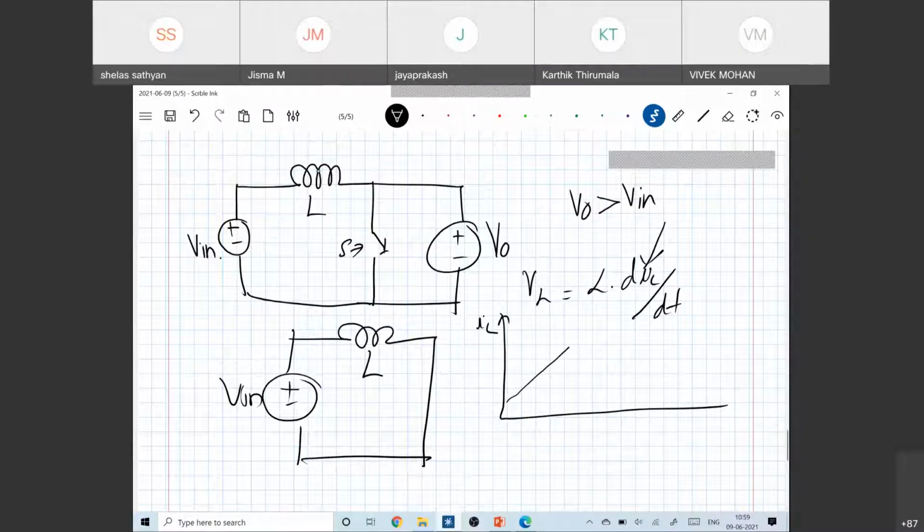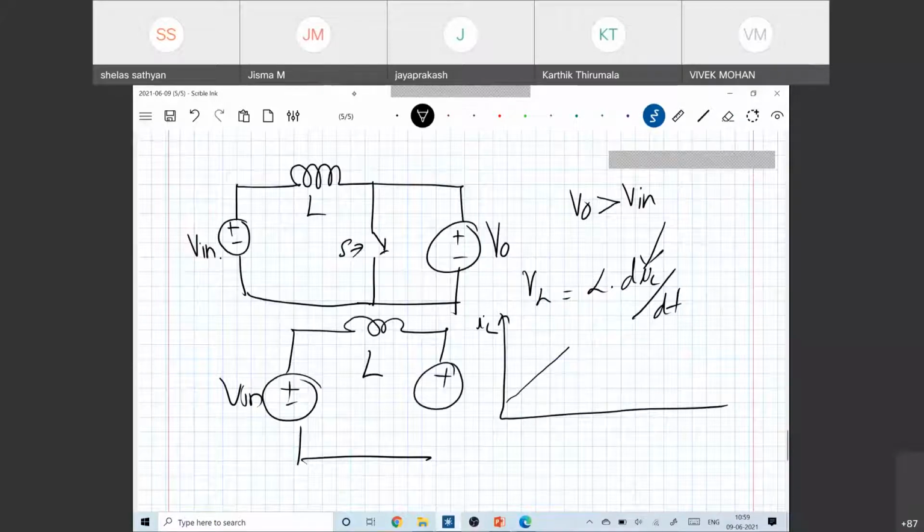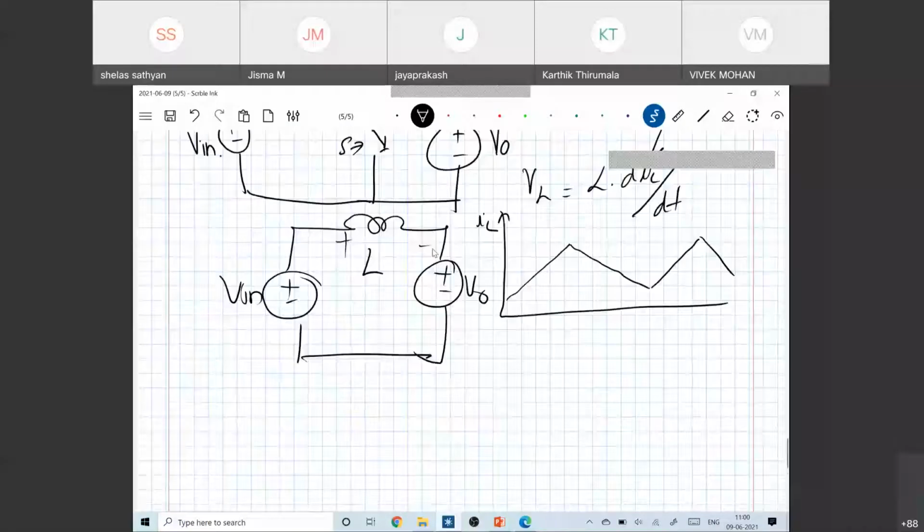And when you open the switch, your equivalent circuit will be that the inductor is connected across your output, where the output has a voltage V out. Since V out is more than V in, the net voltage across the input inductor is negative. So the inductor current starts to reduce linearly with a slope of V in minus V out divided by L. This process happens in any power electronics converter, AC-DC converter, due to the switching. The inductor current looks like this in most of the conventional DC-DC converters.